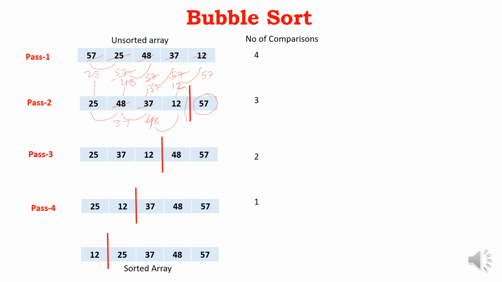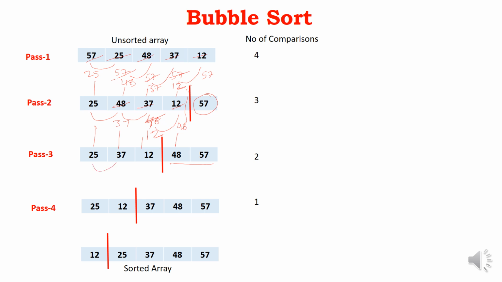Now the third element and fourth element are compared. Are they in ascending order? 48 and 12. They are not in ascending order. So 12, 48. So among these 4 elements, 48 is the largest element and it is moved to its final position. So 48 is fixed in its final position. What about the remaining 3 elements? The first element is 25, the second element is 37, the third element is 12. So 2 elements are already fixed. The remaining 3 elements are not in sorted order. Now repeat the same procedure on these 3 elements.